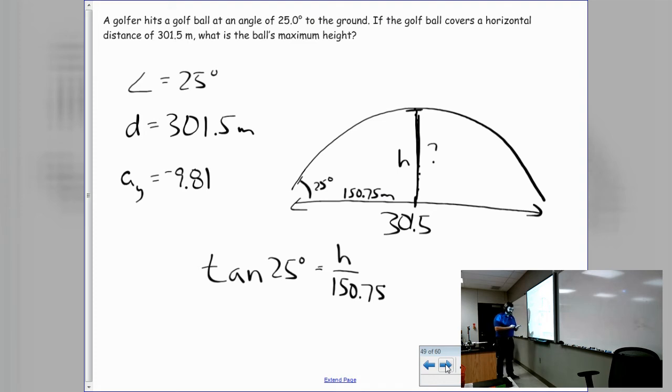So let's go ahead and just type that in. Tangent of 25 times 150.75. The height that the ball gets to is 70.3 meters.